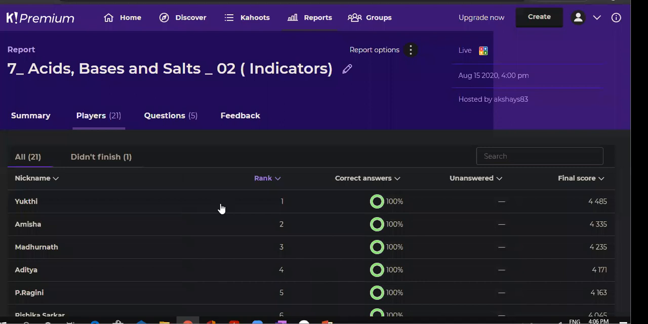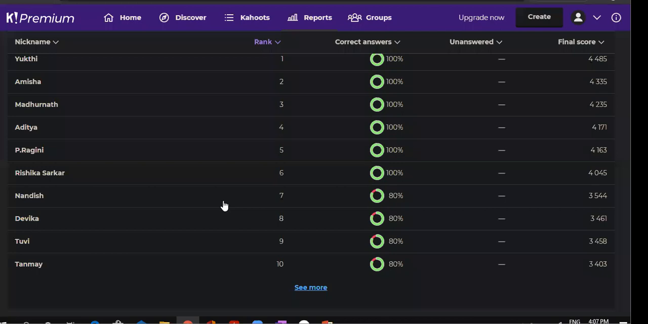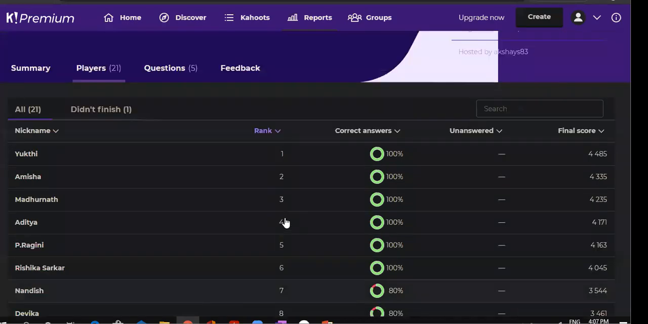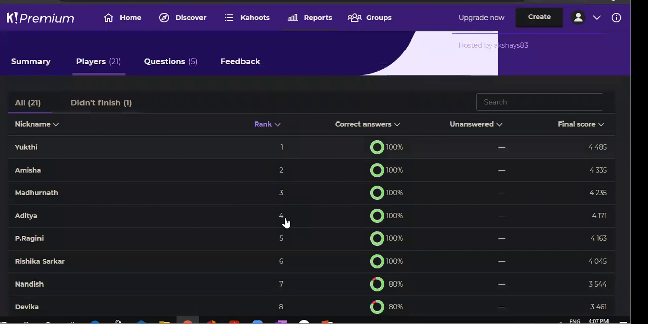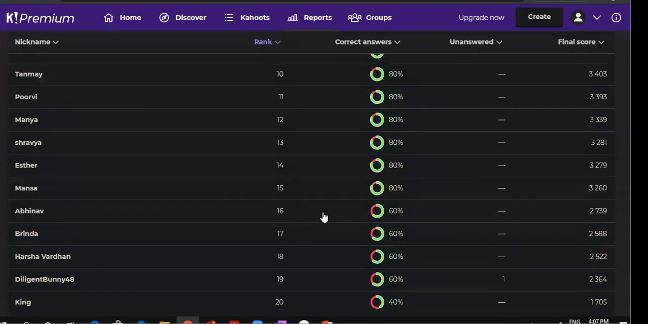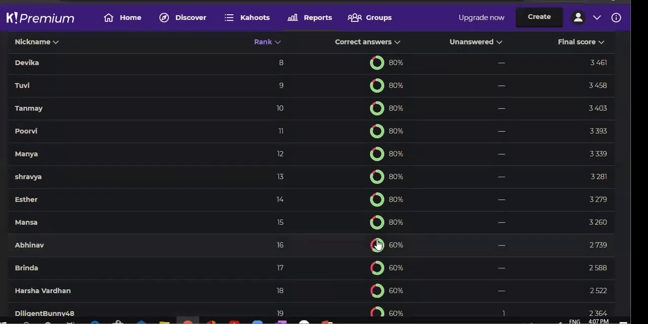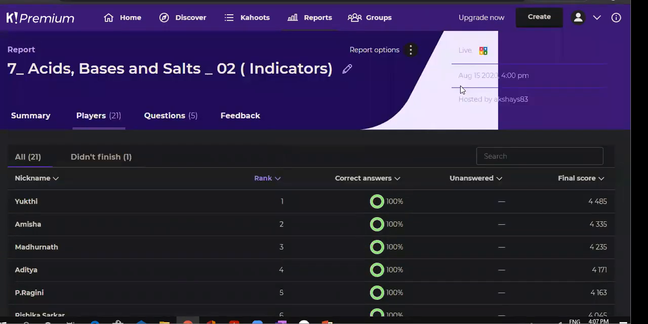Yes. So let's see who scored 100%. Wow. Outstanding. 100%: Yukti, Amisha, Madhur, Aditya, Ragini, Rishika. Very good. You guys score 100%. 100% correct answers. King Intelligent Bunny. You guys need to buckle up. Very good. So I guess everyone got their answers, right?